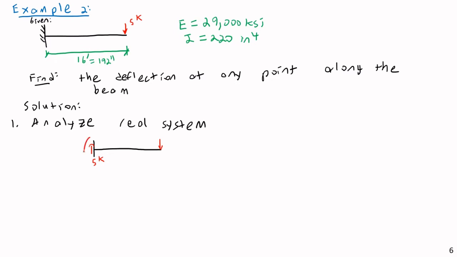Then we'll have a moment, because this is 192 inches, again, 5 kips here. And then if you take the moment of that, multiply 192 by 5, you will find there is a counterclockwise moment of 960 kip inches at the left-hand side of the beam.